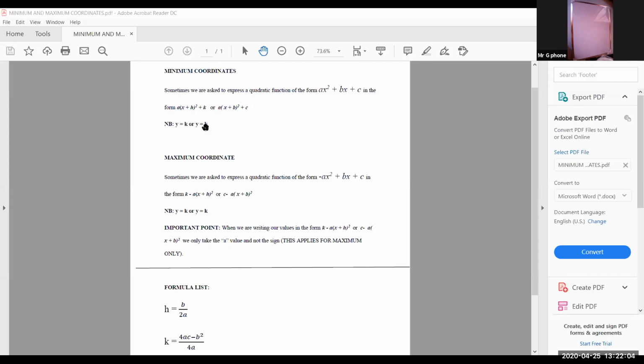So you will just take a note of that. Y is equal to k or y is equal to c, right? Same thing here. Y is equal to k or y is equal to c. Everybody follow? I typed this up like 5 minutes ago.